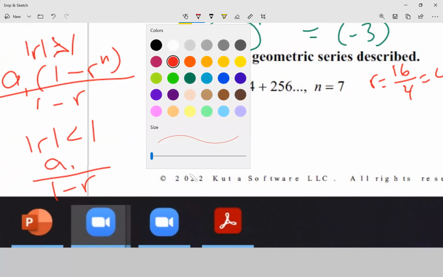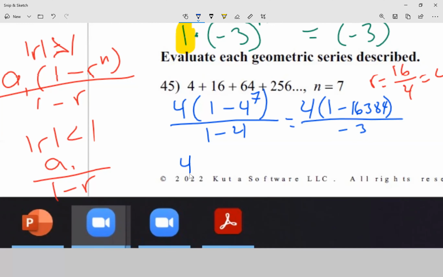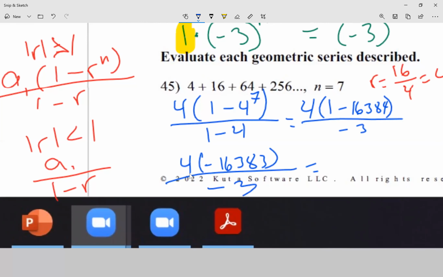Let me worry about the top. There's a 4 on the outside of my parentheses, which I don't want to deal with yet. My 1 minus, I don't deal with that yet. I have to do 4 to the 7th. So 4 multiplied 7 times gives me 16,384. And at the bottom, I have a -3, right? 1 minus 4, I can call that -3. So again, I'm not worried about the 4 on the top. I'm just worried about the parentheses. I have a -16,383. All this over -3. I multiply this out, and my result is 21,844.